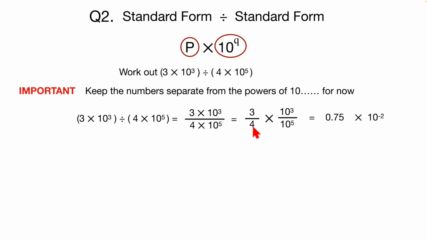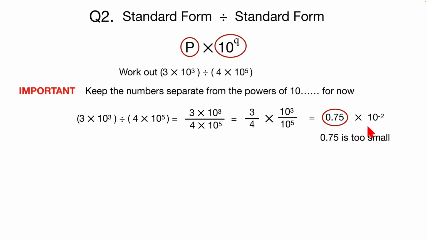So 3/4 is equal to 0.75. This one, we're dividing by 10 to the 5, so we subtract the indices: 3 minus 5 is equal to -2. So this is 0.75 times 10 to the -2. But I guess you've spotted it. This is too small. It has to be between 1 and 10.